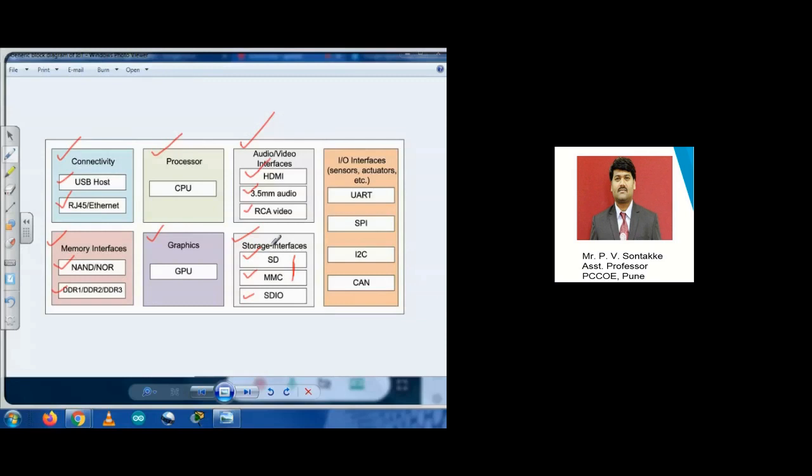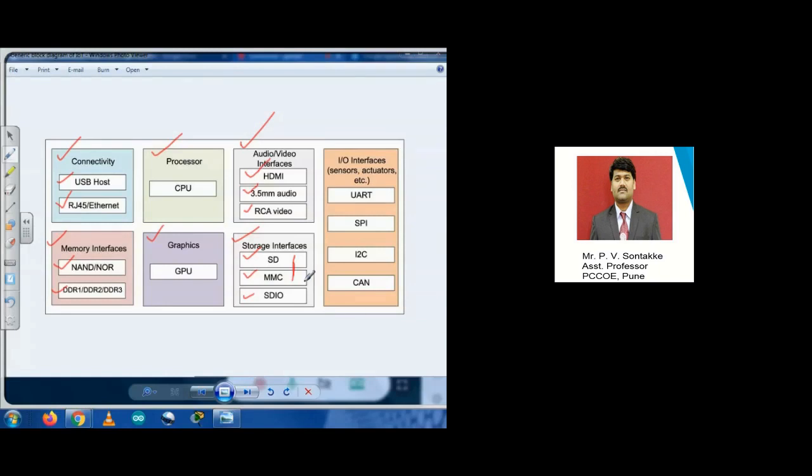No. So now I'm explaining it. What is the main difference between SD card and MMC card? Both will be considered as flash kind of memory. Both are non-volatile memories, isn't it? It means if power goes off, the data will not be erased. It will be considered as a secondary or ROM kind of memory.